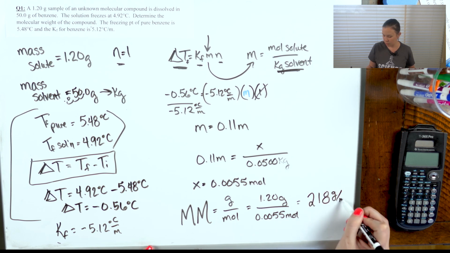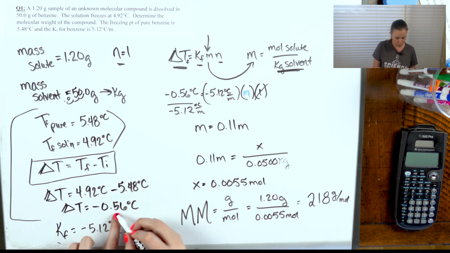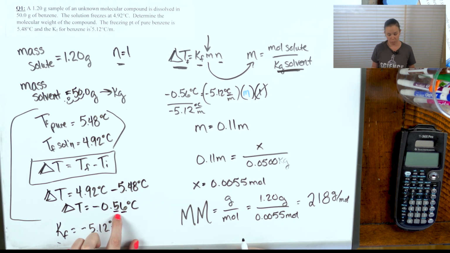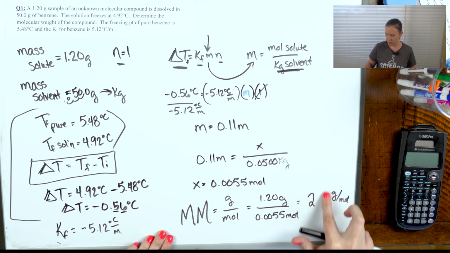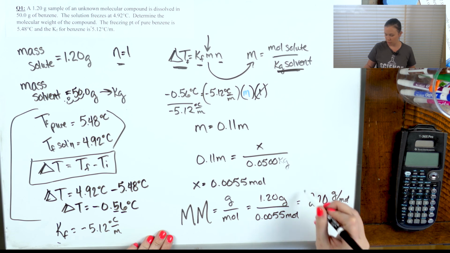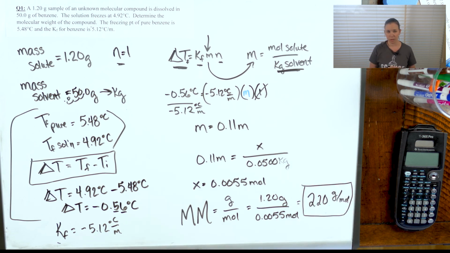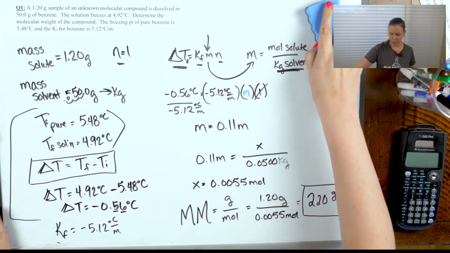218 grams per mole. But we did have 2 significant figures coming all the way back to the delta T of 0.56. So notice I rounded my molality and my number of moles to 2 significant figures. So I'm going to want to do this as well. So instead of 218, we're going to round this to 220 grams per mole for our final answer with correct significant figures. So that's our first question. One more to go.